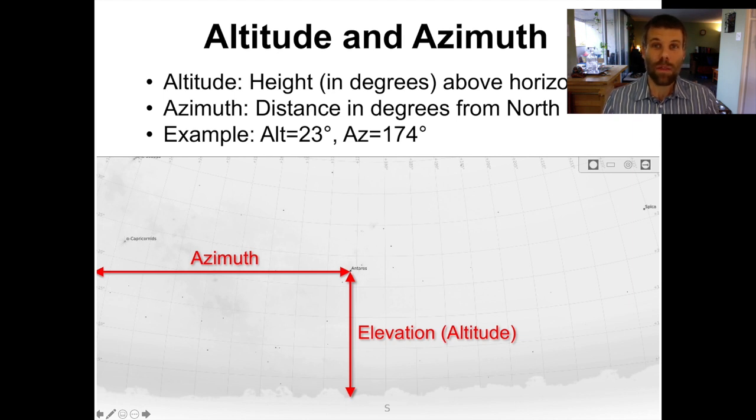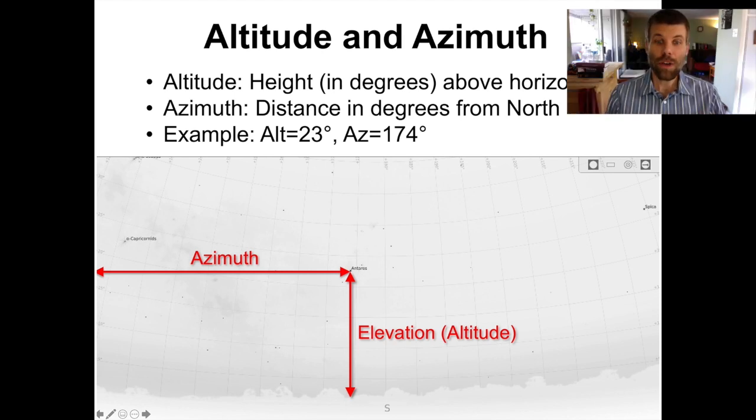Altitude and azimuth measure the position of a star in the sky for a given observer. So it tells you how high above the horizon a star is, and also how many degrees from due north. Altitude is sometimes also called elevation. You can see that illustrated across the bottom of the slide here. To measure the elevation, you'll start from the horizon and start counting your way up until you get to that star Antares that's been marked.